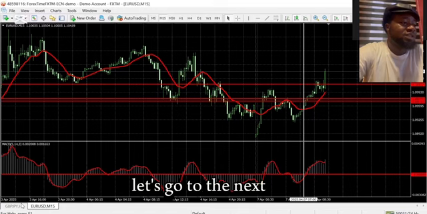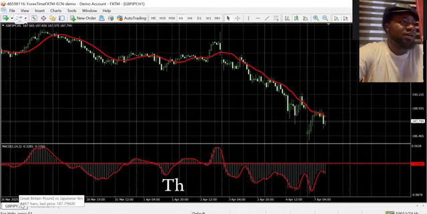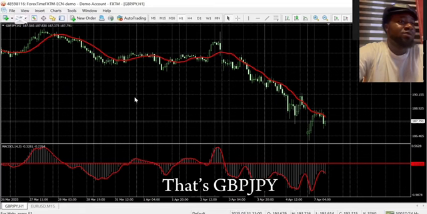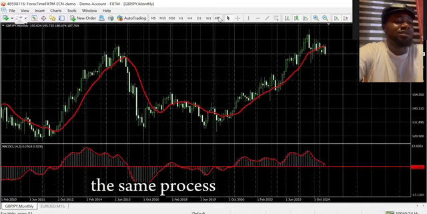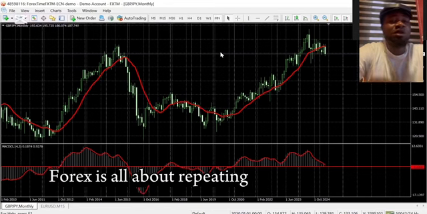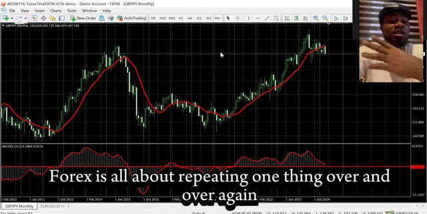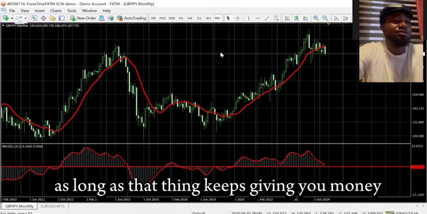So let's go to the next chart, GBP/JPY. It's the same process. Forex is all about repeating one thing over and over again, as long as that thing keeps giving you money.